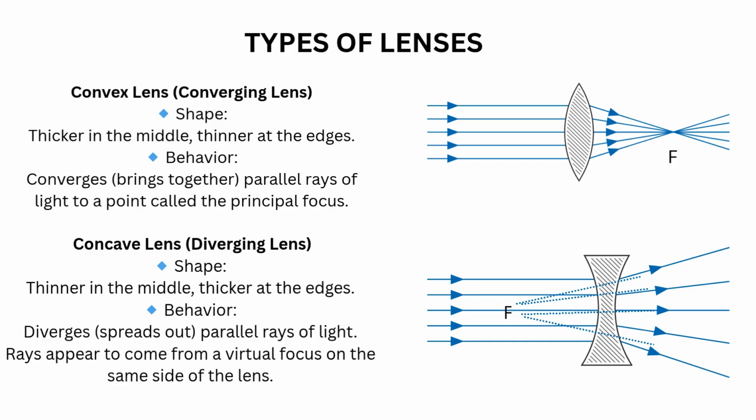Lenses. A lens works on the principle of refraction. Two types of lenses are concave lens and convex lens. Convex lens is a converging lens because it brings together parallel rays to a point called principal focus F. Concave lens is a diverging lens since it diverges parallel rays of light. The focus is virtual on the same side of the lens.